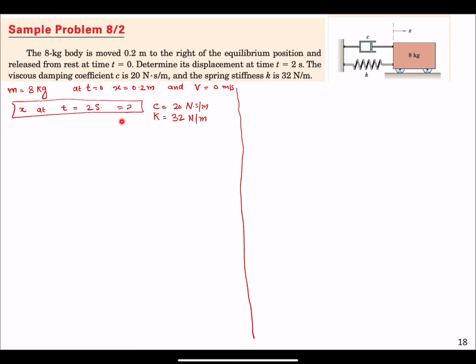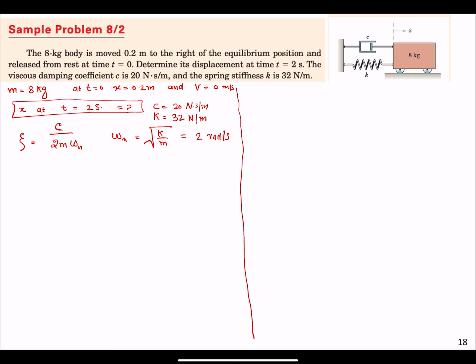Okay, so to solve this problem, to find out this x here, the first thing that we need to know is the type of vibration. It can either be an under damped system or over damped system or critically damped system. We don't know this, so we can calculate it by using the equation for zeta. So zeta is equal to c divided by 2 m omega n. We can calculate omega n, which is square root of k divided by m. k is given, m is given, so omega n becomes 2 radian per second.